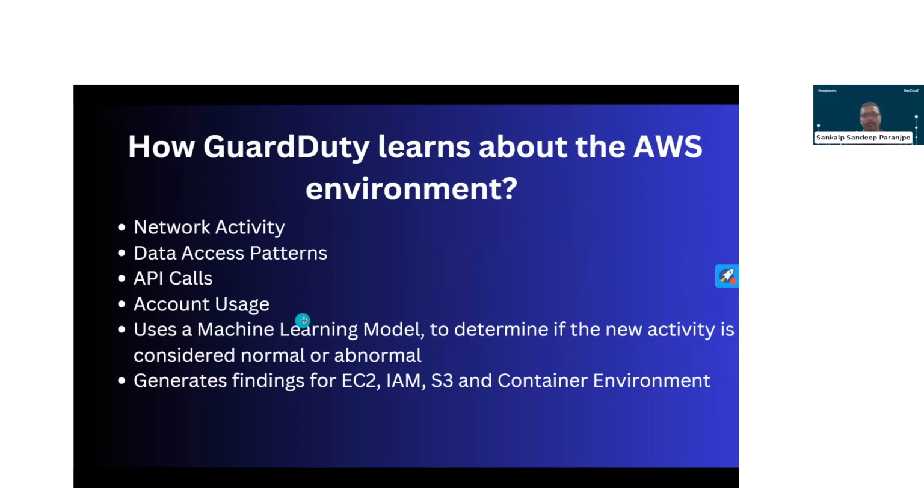If a specific number of API calls are made, but suddenly the number of API calls increases, this is detected by Amazon GuardDuty. Then account usage. Also, as we discussed, it uses machine learning models, so it tries to find the normal and abnormal things in the environment. Then it generates findings for EC2, IAM, and container environments.